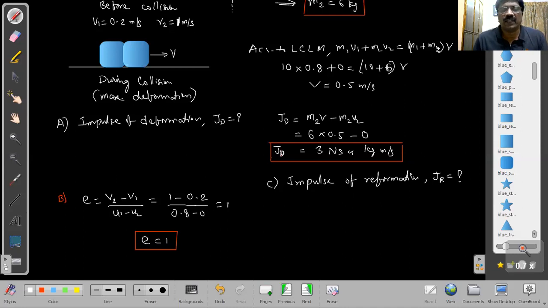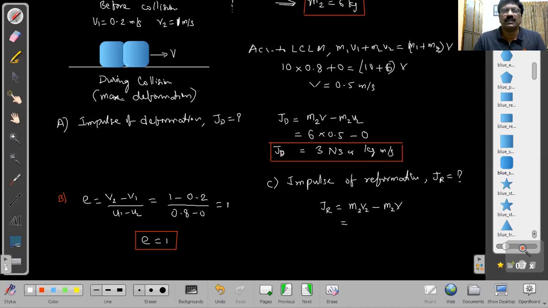Impulse of reformation means, during collision they come closer and maximum deformation takes place. After that, whenever they become free, they separate away. At that time, the change in momentum of each block is called impulse of reformation. So in case of the second block only we can take, because impulse of reformation for both is the same. Impulse of reformation for the second block is equal to M2 V2 minus, during deformation, the momentum of the second body, M2 into common velocity V.